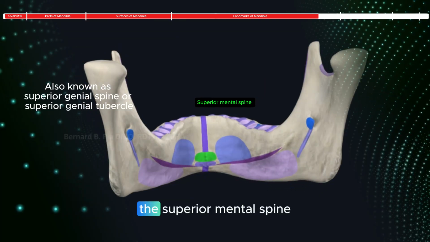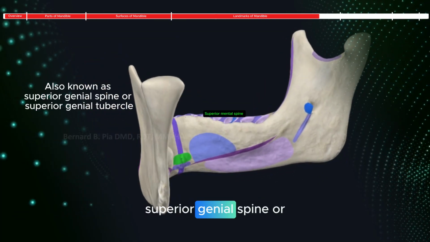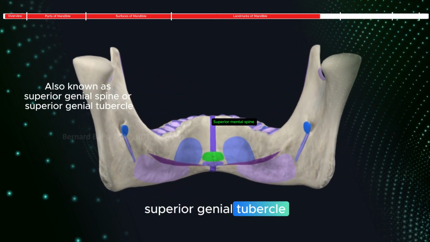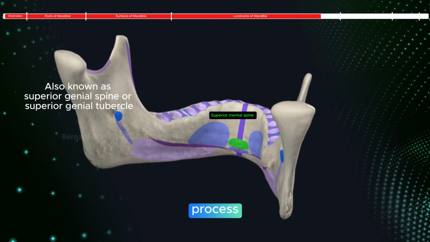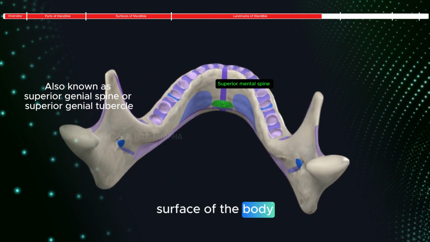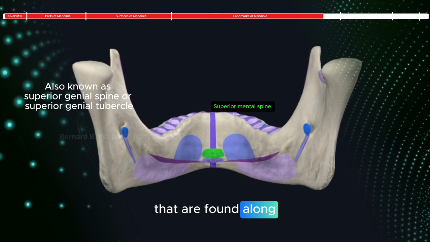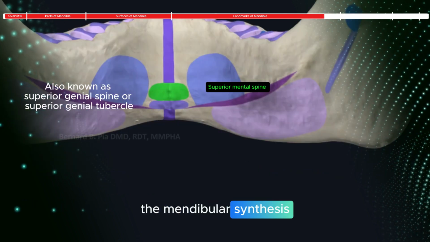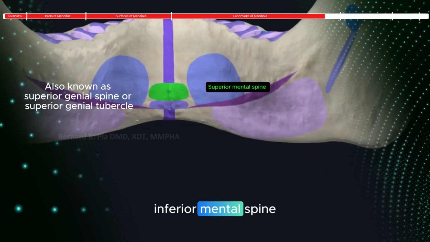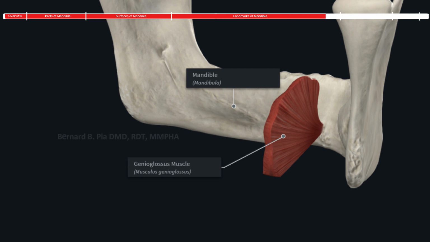18. The superior mental spine, superior genial spine, or superior genial tubercle, is a small midline process found along the internal surface of the body of the mandible. It is the upper of the two mental spines that are found along the lower portion of the mandibular symphysis, the other being the inferior mental spine. The superior mental spine provides an origin site for the genioglossus muscle. In some individuals, the superior mental spine may be split and present as a pair of superior mental spines.